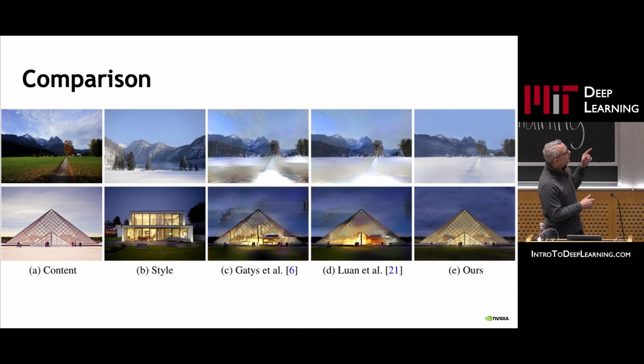So again, content and style, and we applied. Ours is on the right, and then in the middle are two previous methods. One is actually for artistic style transfer, and one is for photographic style transfer. They work okay, but you can see, for instance, this one that was geared towards artistic style transfer often creates some artifacts, right? So the geometry of the pyramid is not quite the same anymore, whereas for ours, it remains the same.